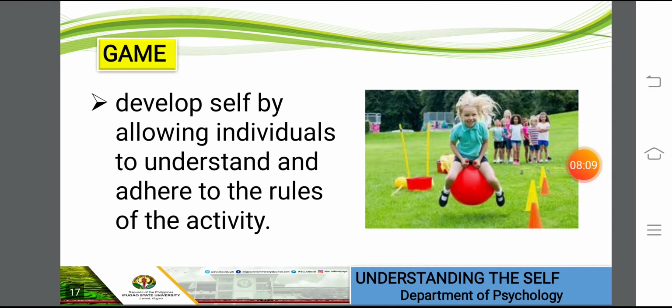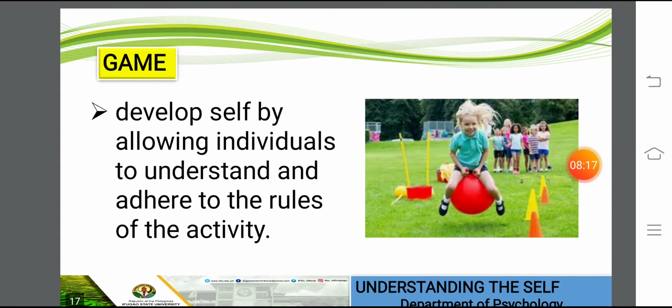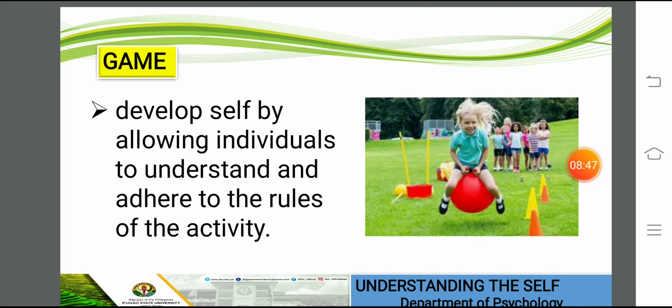And third, game. It develops self by allowing individuals to understand and adhere to the rules of the activity. Okay, the game is very important, most especially that it is for the enjoyment of the children, for people. But then it also develops the sense of competition within and among the children. Why? Because of the rules. If the rules are not followed, then there will be no sense that you are attending the game. So every game has a rule to be followed in order to win. So the sense of competition of children is being developed.